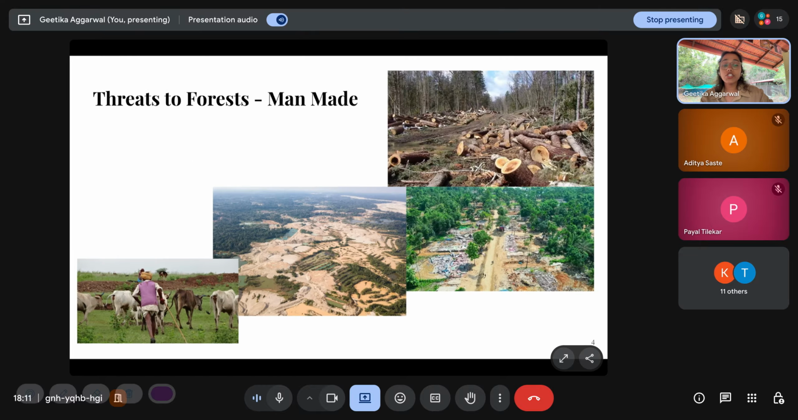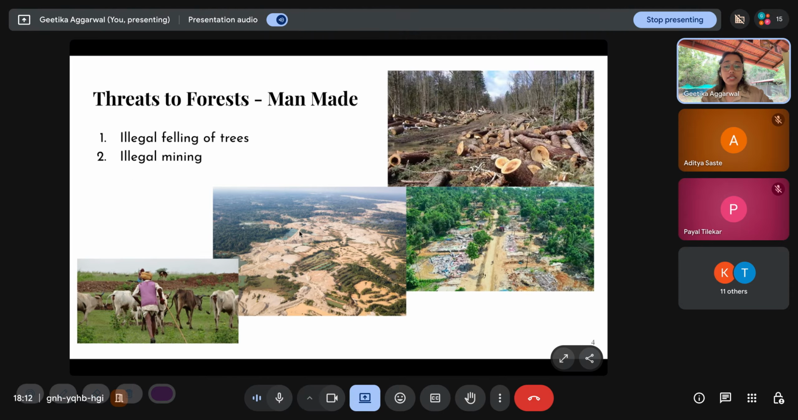Now, some threats which are man-made that are affecting forests, as you can see in these images, there is illicit felling of trees, or logging. You can see in this image a lot of trees have been cut down, either for timber purposes or for firewood or for anything for that matter. They might be just clearing out land to start agriculture or build some buildings. So basically any illegal felling of trees is a threat to the forest.